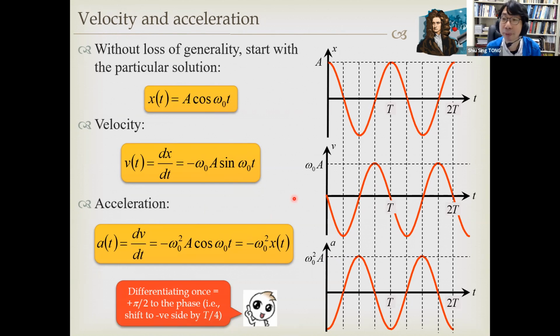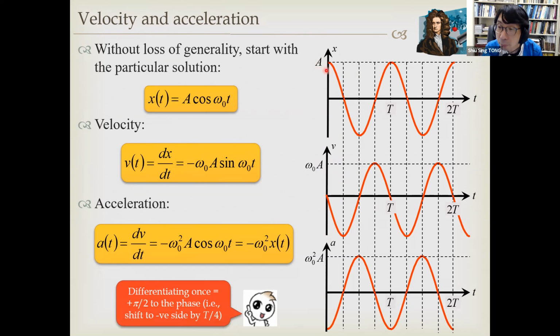That is something probably you may like to remember. So differentiating a cosine curve or sine curve will shift the curve by a quarter of a period to the left. Okay. Now, but of course, although the phase is related like this, the amplitude, because the x and v and a, they are different quantities, so the amplitude is of course different.